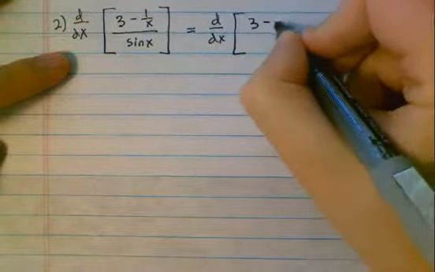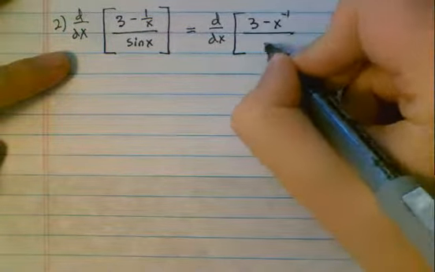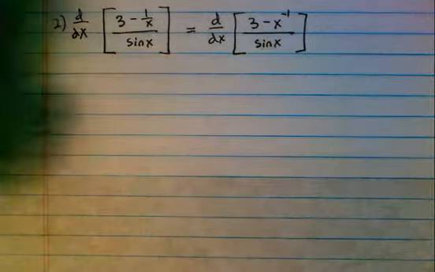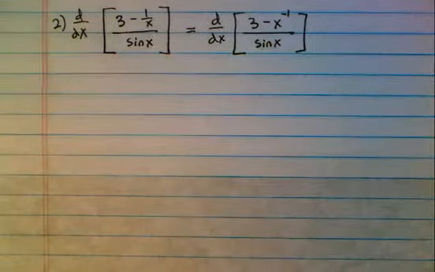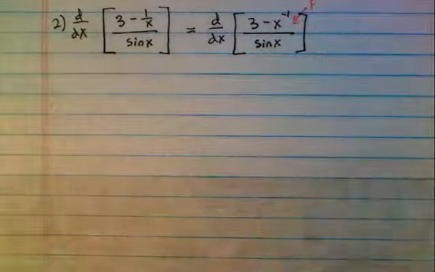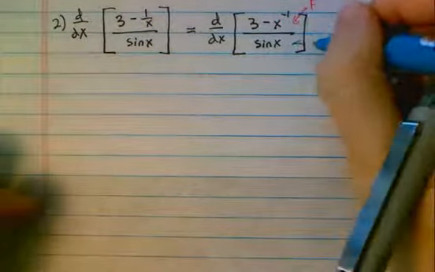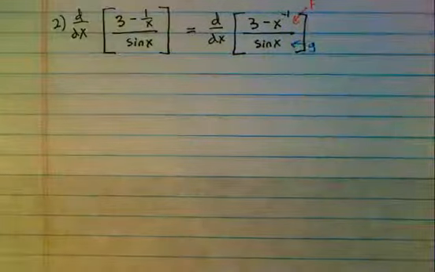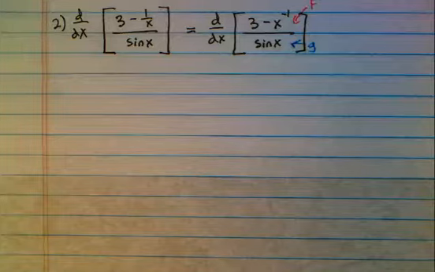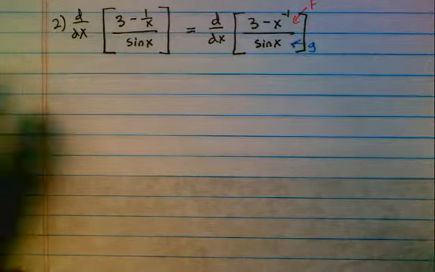It's 3 minus x to the negative 1 over the sine of x. Here we have our f. Here we have our g. We're going to use our f prime g minus f g prime over g squared. Again, there's kind of a nice ring to it. F prime g minus f g prime over g squared. Let's do that right here.